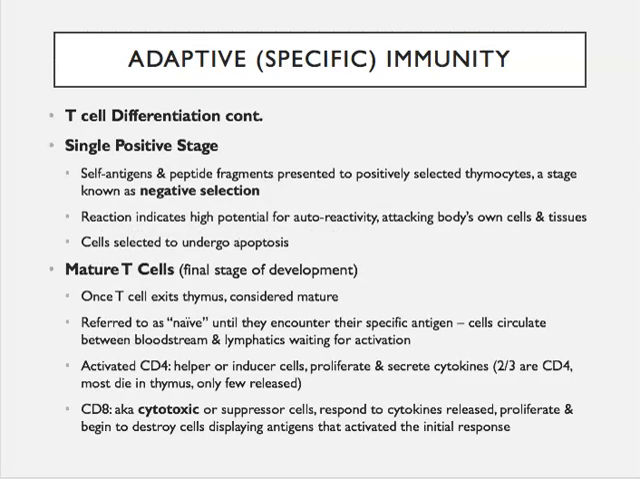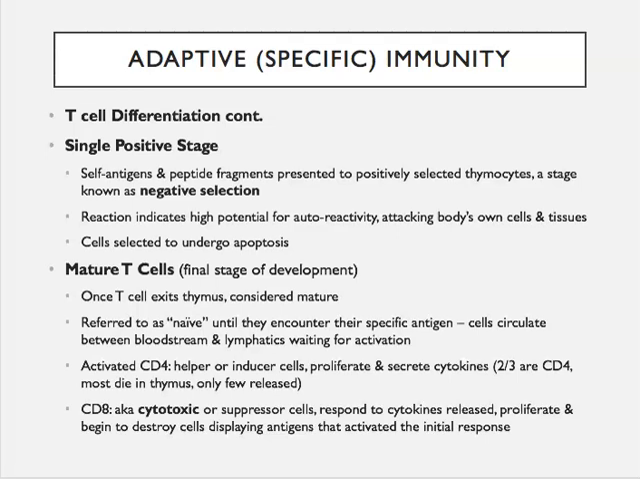So then the single positive stage, you've got self-antigens and peptide fragments that get presented to the positively selected thymocytes. So this stage is known as negative selection. So the reaction indicates high potential for auto reactivity, where your cells would attack your own body cells and tissues. We don't want that. So because of that, those cells also are selected to undergo apoptosis because they're not really under or over responding. They're just inappropriately responding.